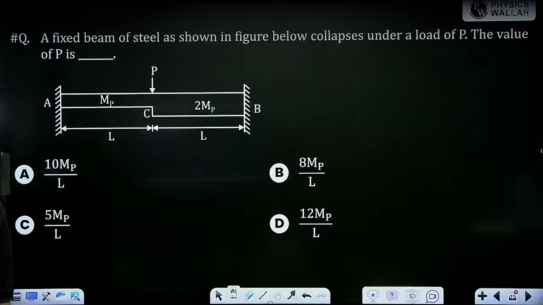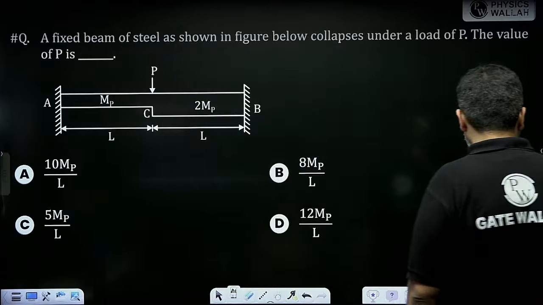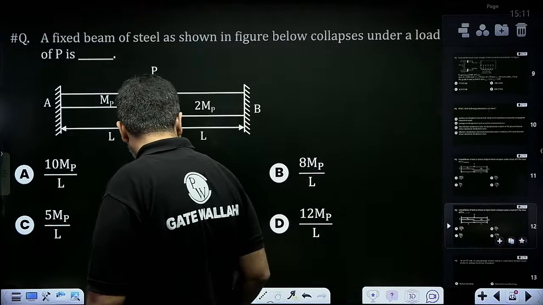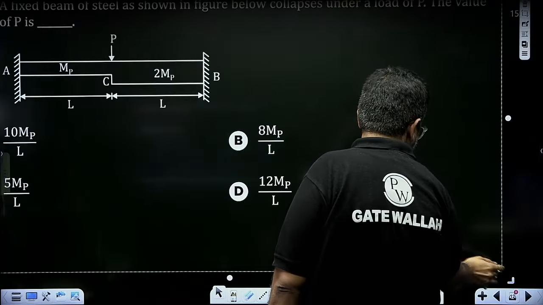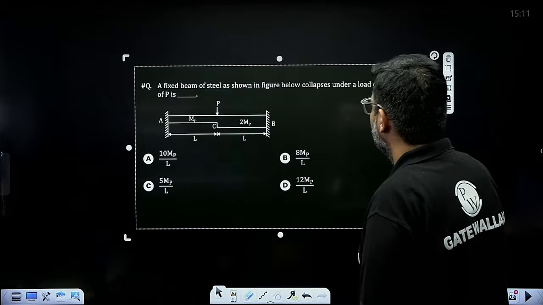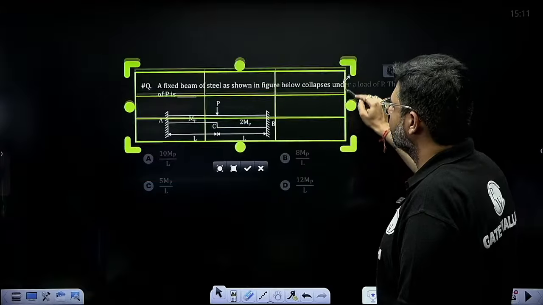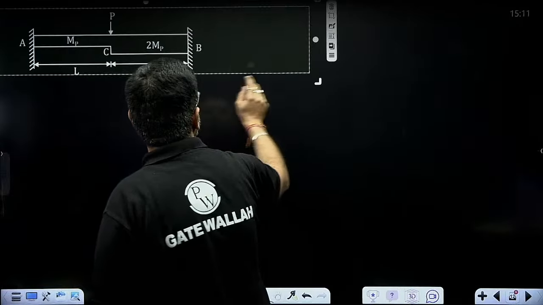One answer is correct here. Very simple question again. Solve it fast please. We don't have all day for this. Three plastic hinges are required to be formed here. We have to find out the collapse load in terms of MP. That's it. Let's do this.